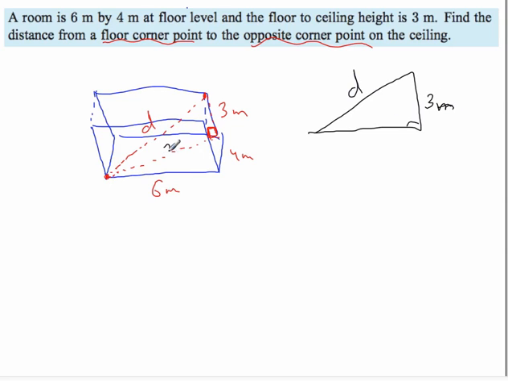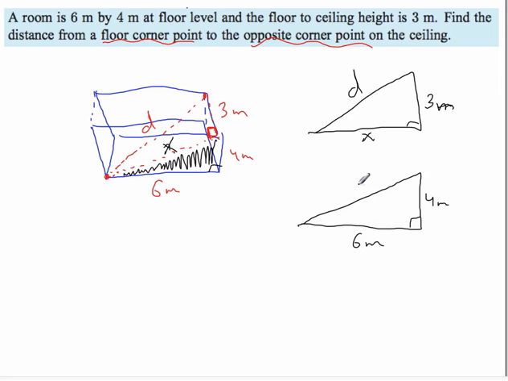Now, do we know this side length right here? No, we don't. So let's call that maybe X. We don't know that one, but if you look very closely, this side length down here is part of another right triangle. So let's draw that right triangle. Let's label that X. This one's flat on the floor. It's 4 meters by 6 meters. Again, this one here is X. So we can find this value of X in this triangle on the floor, and then we can find the value of D, which the question is asking for.